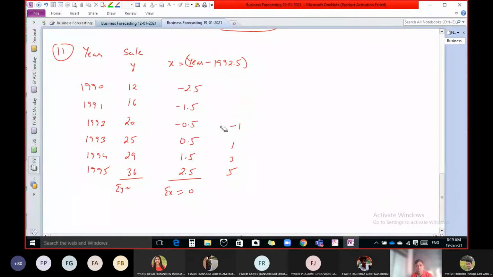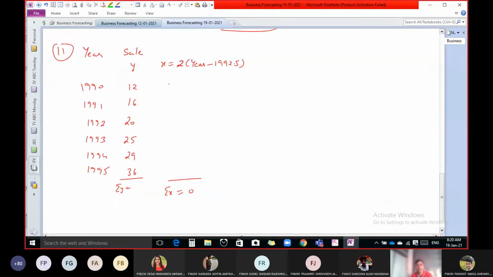This is not compulsory. Without doing that also you will get the same answer. But to reduce our work, it is better to do like this. So x is nothing but year minus 1992.5 divided by 0.5. Now dividing by 0.5 is once again 5 divided by 10, that is 1 by 2, and this 2 you can take in the numerator. So instead of dividing by 0.5, it's better to multiply by 2.